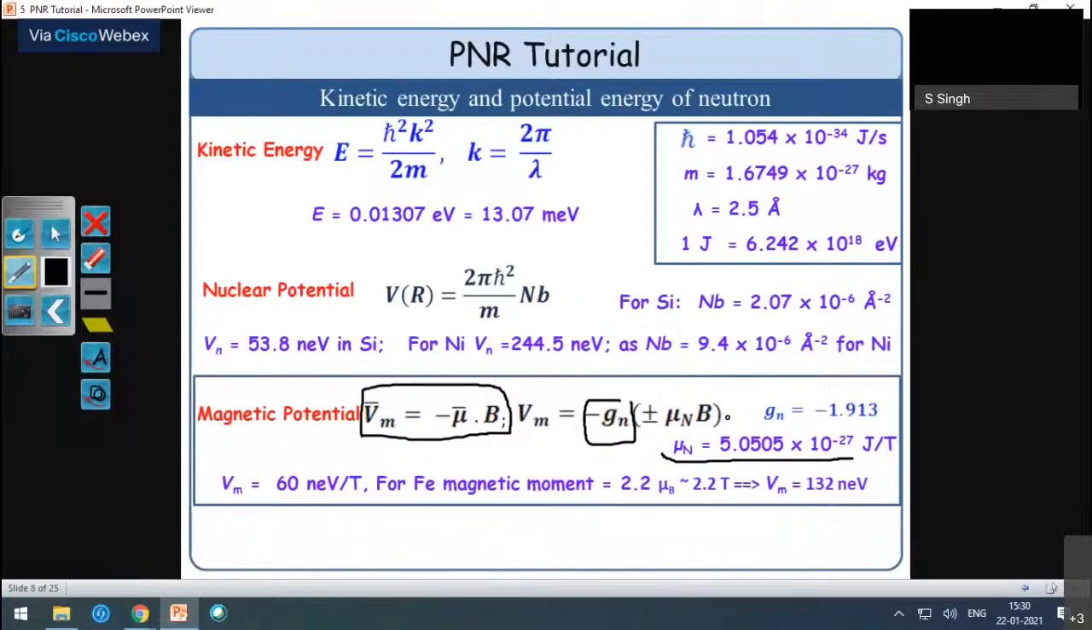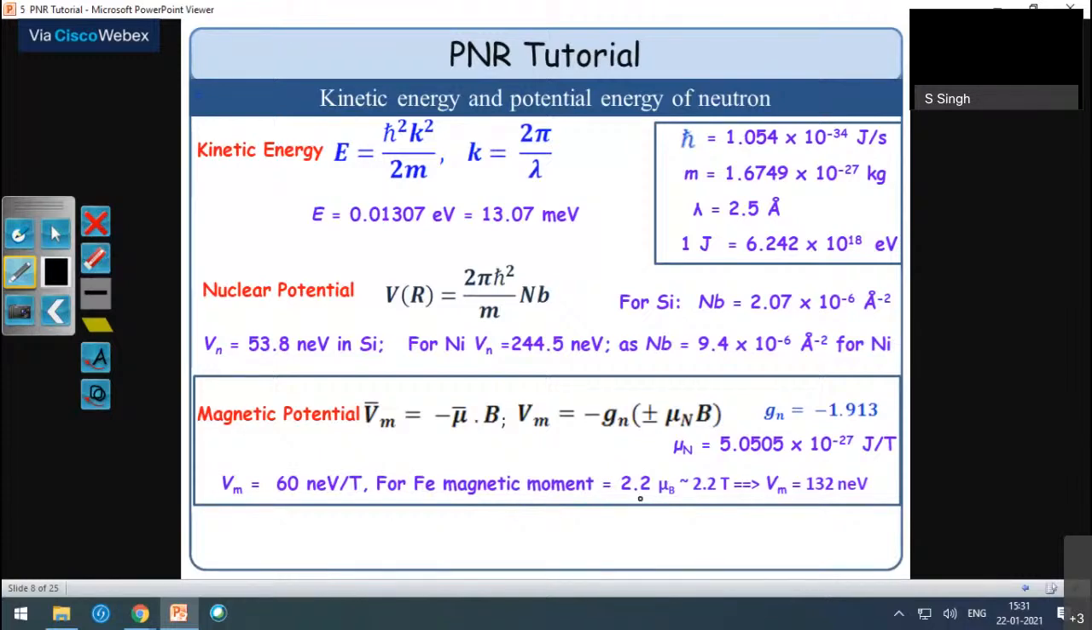So we know this B is the magnetic induction, and it is in joule. Suppose we have a magnetic sample of iron, then iron has a magnetic moment, we know, of 2.2 mu B. You may know how to change this 2.2 mu B into tesla. You might have done this in your graduation class, how to convert from magnetic moment mu B into tesla.